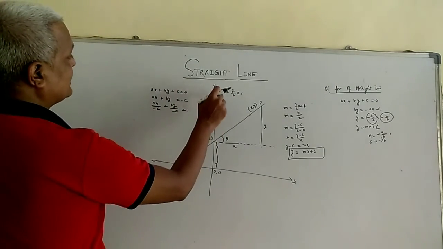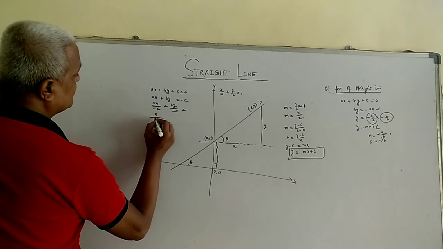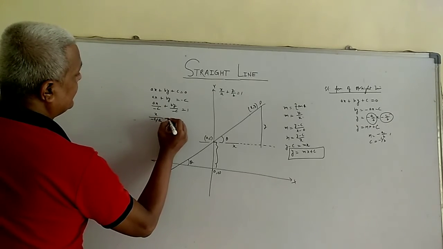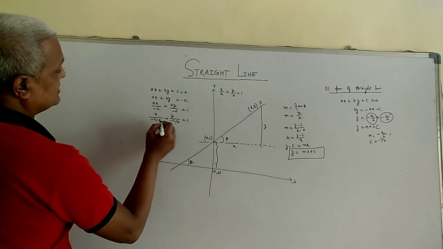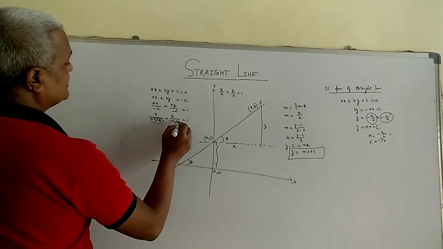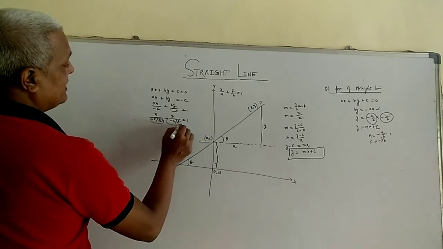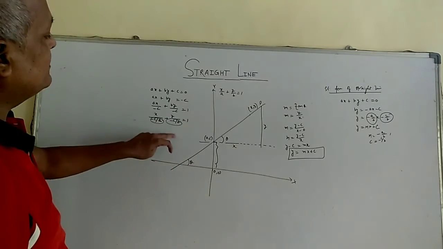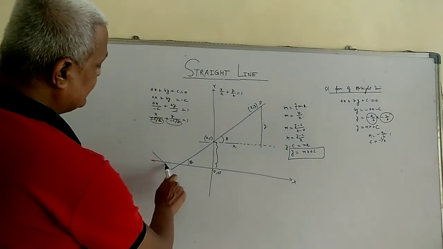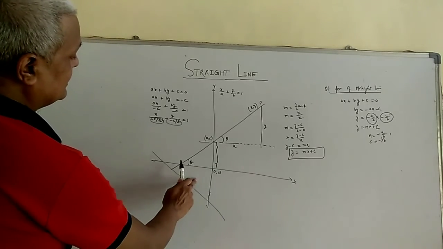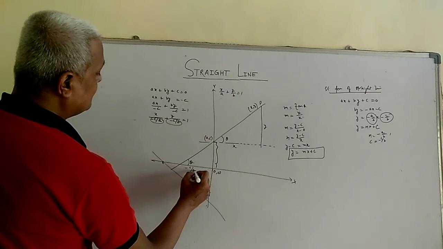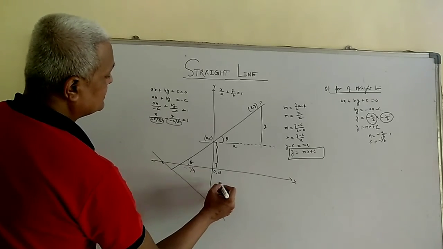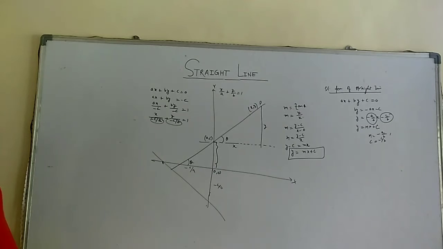Now I have to make it x upon something, so I write x over minus c over a plus y upon minus c by b, which is 1. This is my x-intercept and this is my y-intercept. Since both of them are negative, the line will lie in this section. This will be minus c by a and this will be minus c by b. This is called the slope intercept form.